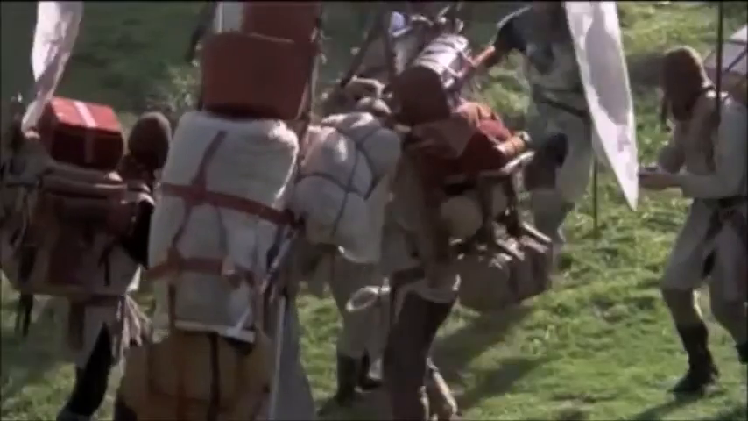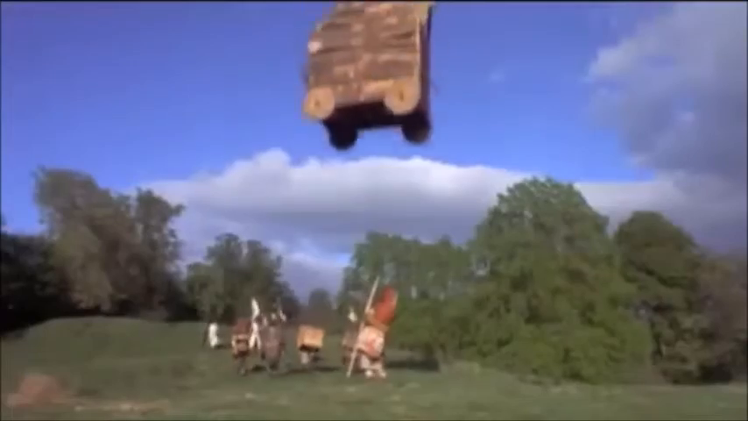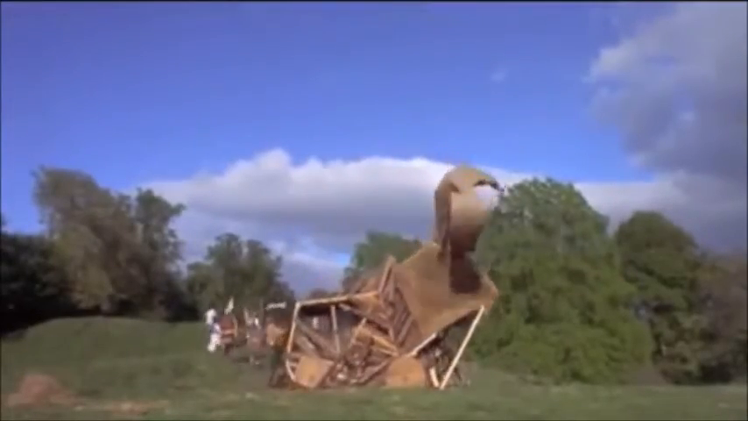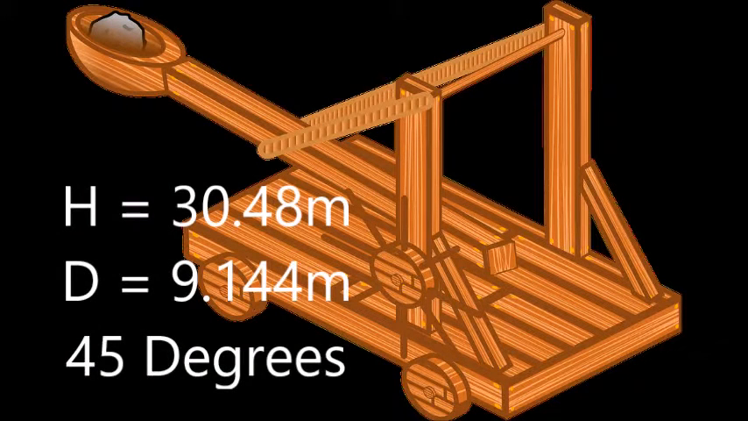As you can see, the rabbit goes pretty high into the air, and that should not happen. We estimated that the giant rabbit flew about 30.48 meters into the air and flew 9.144 meters out of the castle. That is a large distance for such a large object. The angle of launch is probably around 45 degrees. Is that possible for the rabbit to travel that distance?